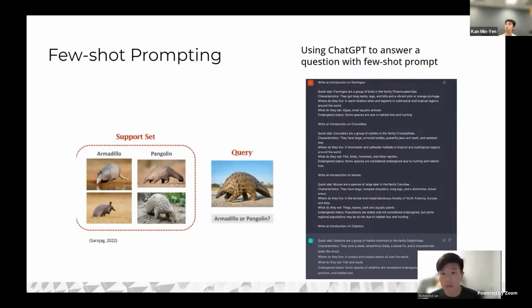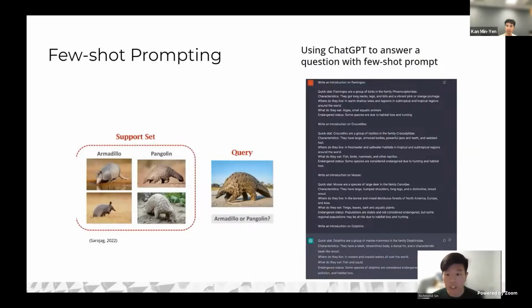And in the context of natural language processing, I'm using ChatGPT again to answer the same question, but this time, instead of one shot or zero shot, I'm giving it a few shots for an introduction on dolphins, provided with the context of the animal and the format that I want.